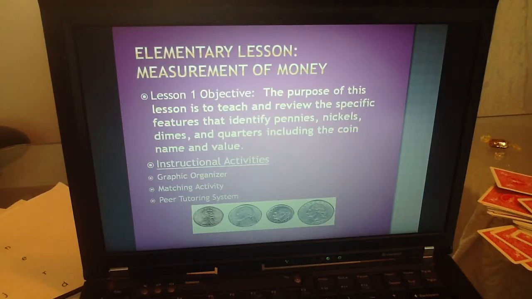So during lesson 1, I provided my students with visual manipulative coins and modeled how to differentiate between the coins using the graphic organizer. We then played the matching game, where students had to make matches of the coin and its value. Finally, I modeled how to conduct the peer tutoring system, eliciting the assistance from another special education teacher. We showed students how to play the role of the tutor and the tutee, and how to properly record answers.